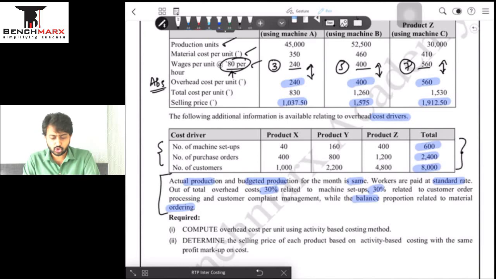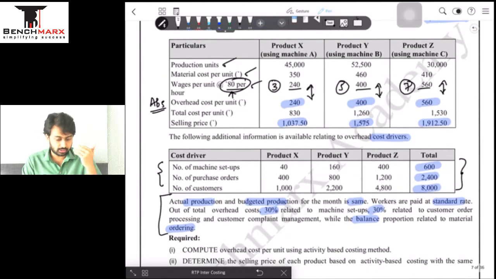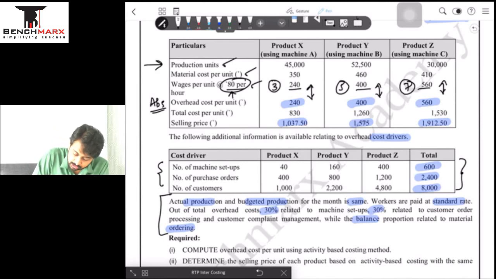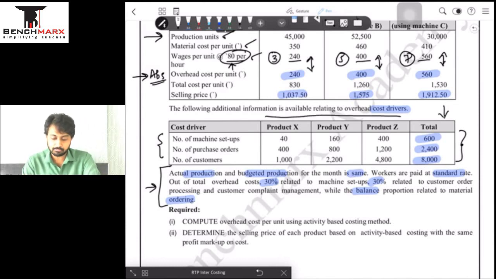Extremely simple, because all data which I require is given to us. The only data which is not directly given to us is the total overheads. But it is simple: if my output is known here and my absorption rate is known here, simply multiply both of them to get the total overheads. And from total overheads, using this paragraph, allocate overheads to activities. Using this data, I'll get my CPU of the cost driver. And using this data, I will get my overheads allocated towards each product. Looks like a fairly simple question.